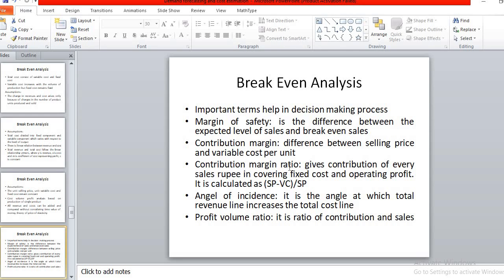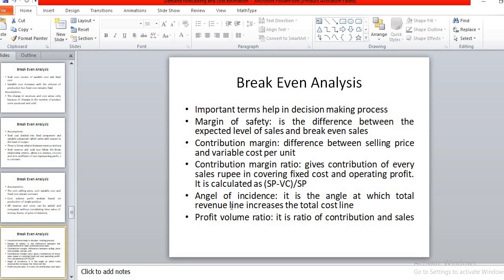The contribution margin ratio is the ratio of the contribution margin to the selling price. This gives the contribution of every sales rupee in covering fixed cost and operating profit. Angle of incidence is the angle at which the total revenue line intersects the total cost line, the angle made by the total revenue line with the total cost line.